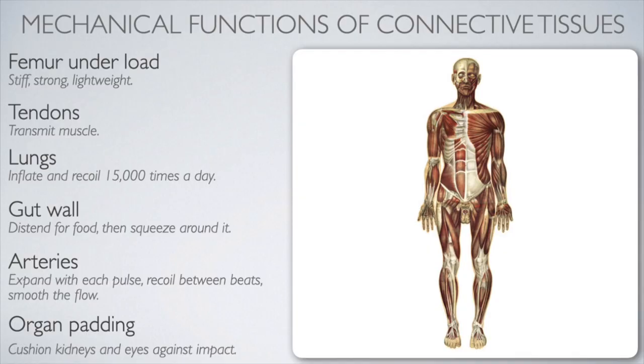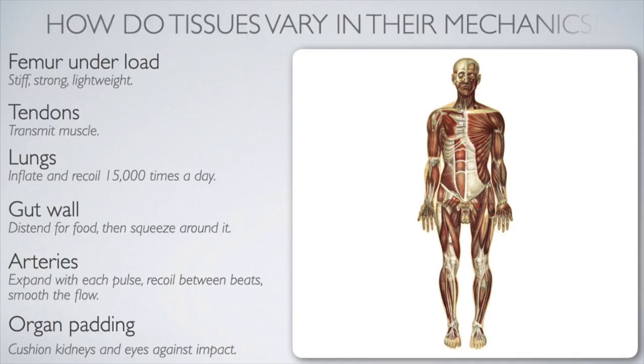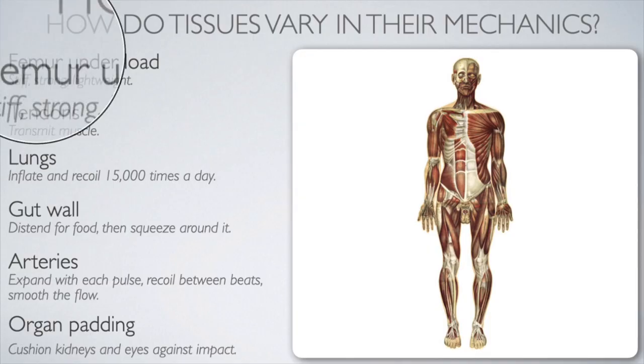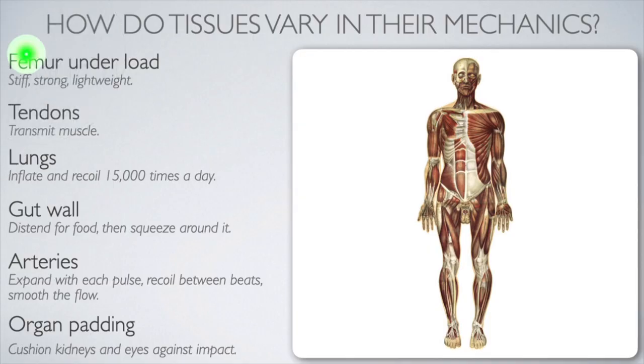For this lecture, we want to address the question of how tissues vary in their mechanical properties. We have bones, which are stiff and strong. We have tendons. We have connective tissues around the arteries, around the gut wall. They're intended to deform, unlike bones, and to store energy elastically and to return that energy.